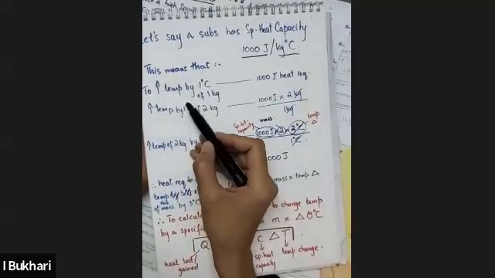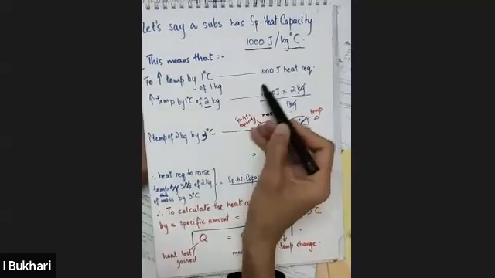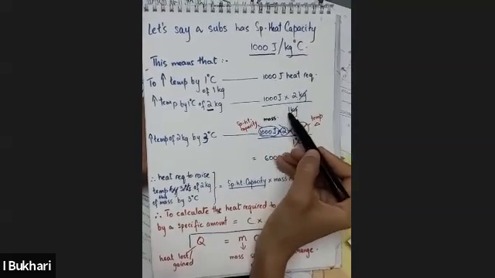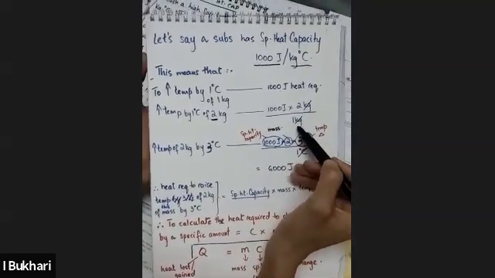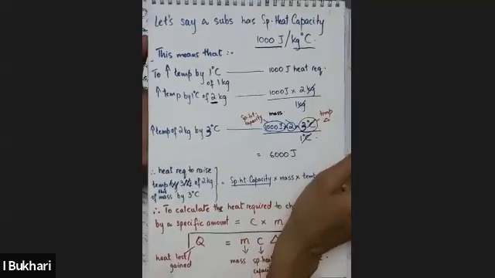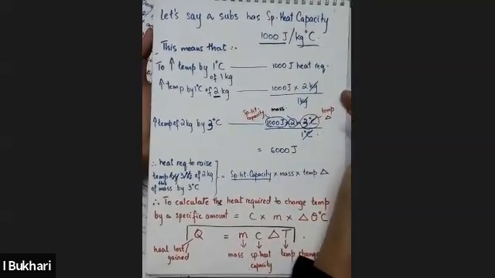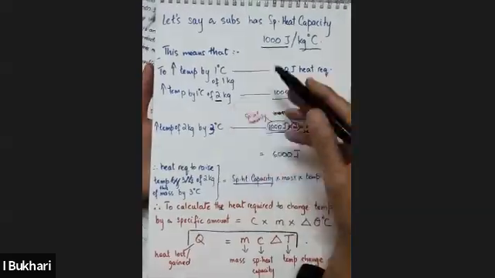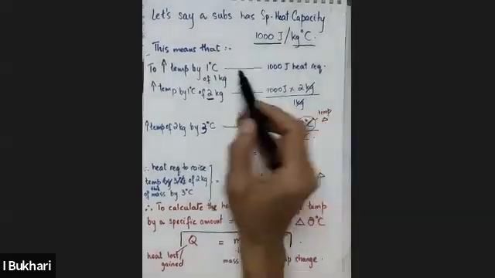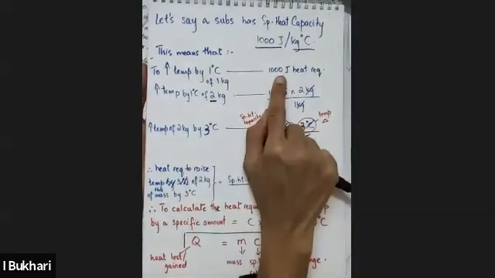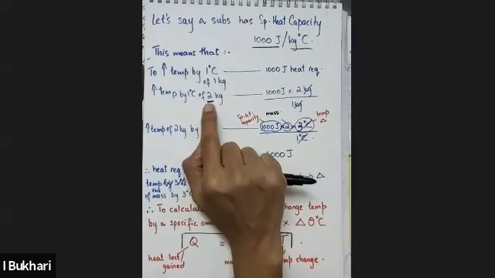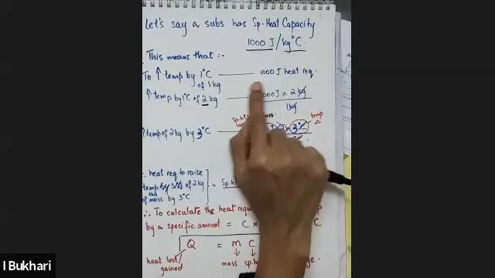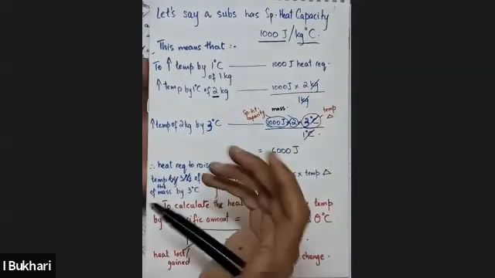To increase the temperature by 1 degree Celsius of 2 kilograms, I will require 1000 multiplied by 2 and divided by kilograms. So kilogram, kilogram get cancelled. This is the ratio method. I don't know if you have done the ratio method in your junior grades, but this is the method that I'm using. So if for 1 kilogram I require 1000 joules, then for 2 kilograms I will have to use 2000 joules. I'm just multiplying 1000 joules by 2, right?